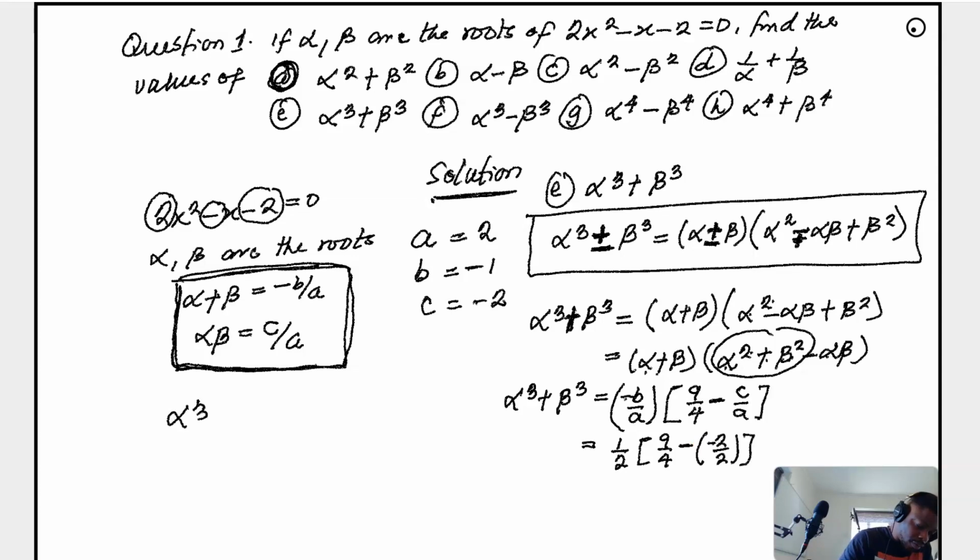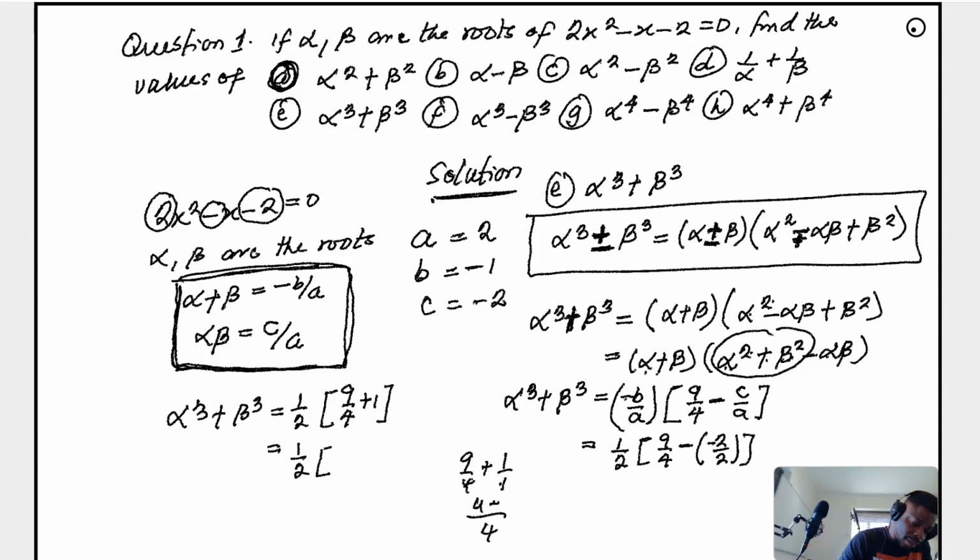So alpha cube plus beta cube is equal to 1 over 2 bracket 9 over 4. Minus times minus is plus. So 2 cancel 2, that is 1. Okay? So 1 over 2. Here, you already know how to do this. 9 over 4 plus 1 over 1. So 1 times 4, 4 times 1, 4. 1 times 9, 9. 4 times 1, 4. So that is 13 over 4 here.